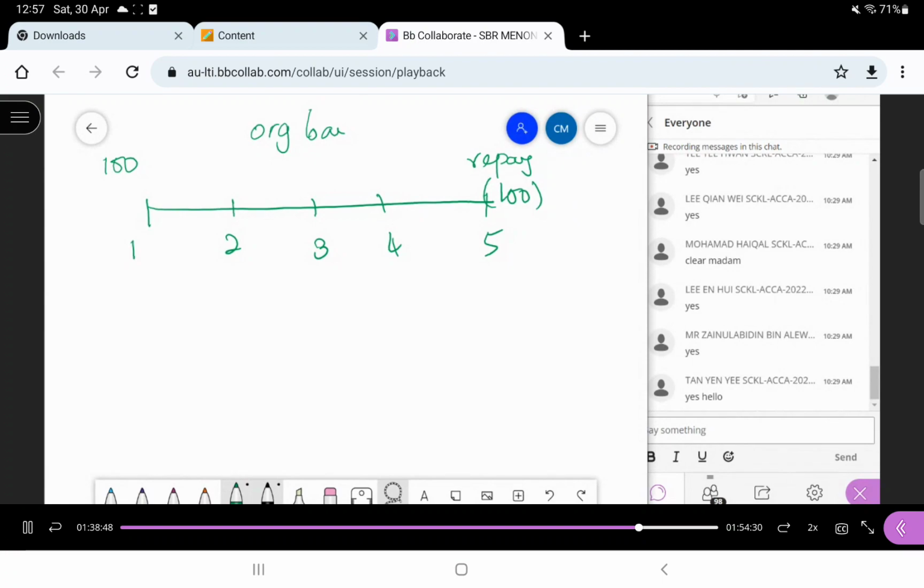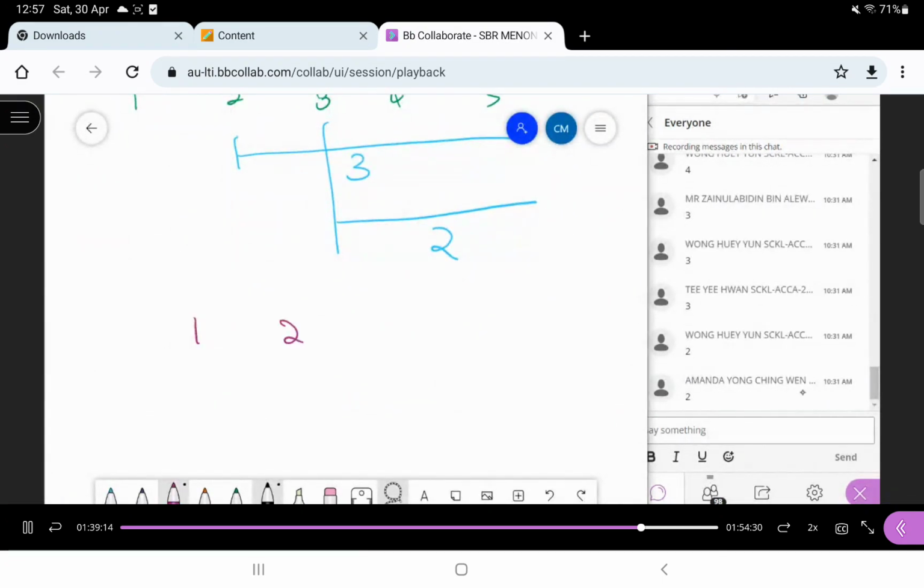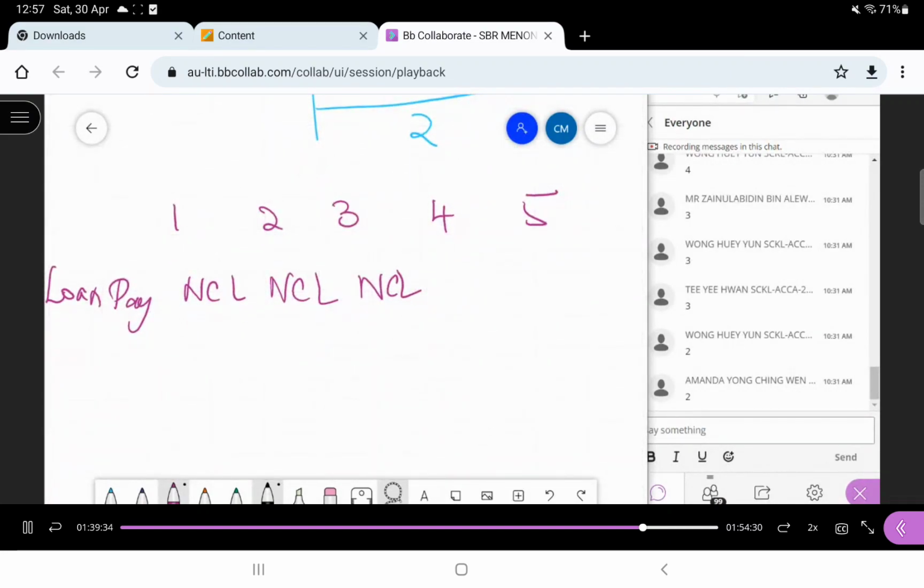Principal sum. Tell me, at the end of year 1, how many more years to go there? 4. End of year 2, how many years to go? 3. That's right. End of year 3, 2 more years to go. So year 1, 2, 3, 4, 5. The loan payable is NCL because it is in 4 years' time, NCL in 3 years' time, NCL in 2 years' time. Correct?